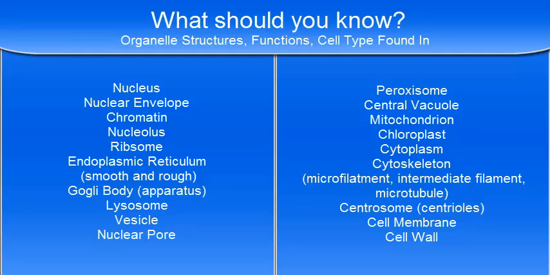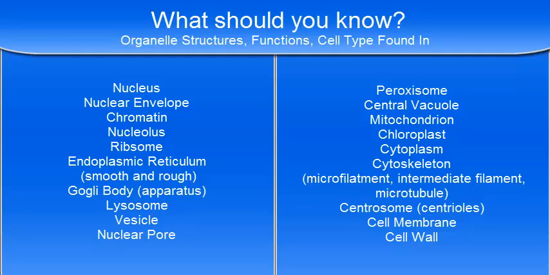You also have your cytoplasm. This is found in both cells, as is your cytoskeleton, or all three parts: the microfilament, the intermediate filament, and the microtubules. Microfilaments are also called actin and help the cell move around. Intermediate filaments give cells their shape, and microtubules are responsible for helping organize cell division.